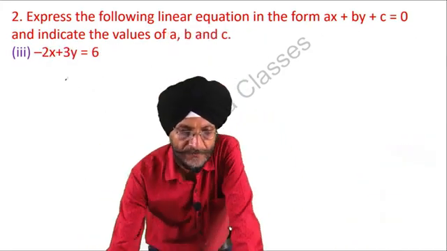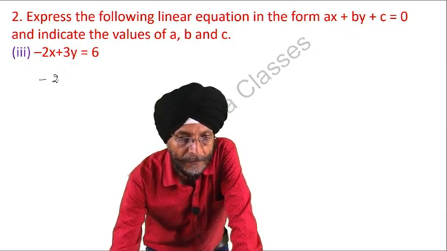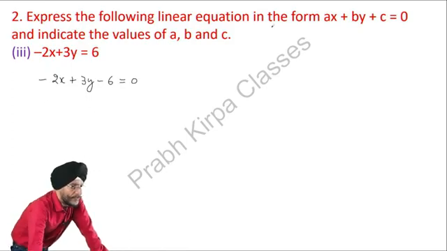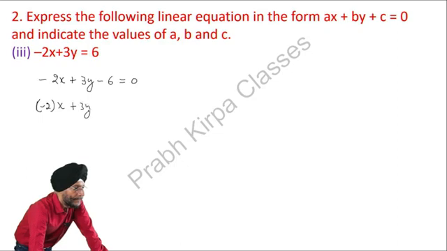Now the next question, we will solve this. Minus 2x plus 3y. We will take it to the left hand side and it becomes negative. So now we are to form this equation in the form of this equation. We will write it as minus 2x plus 3y plus minus 6 is equal to 0.